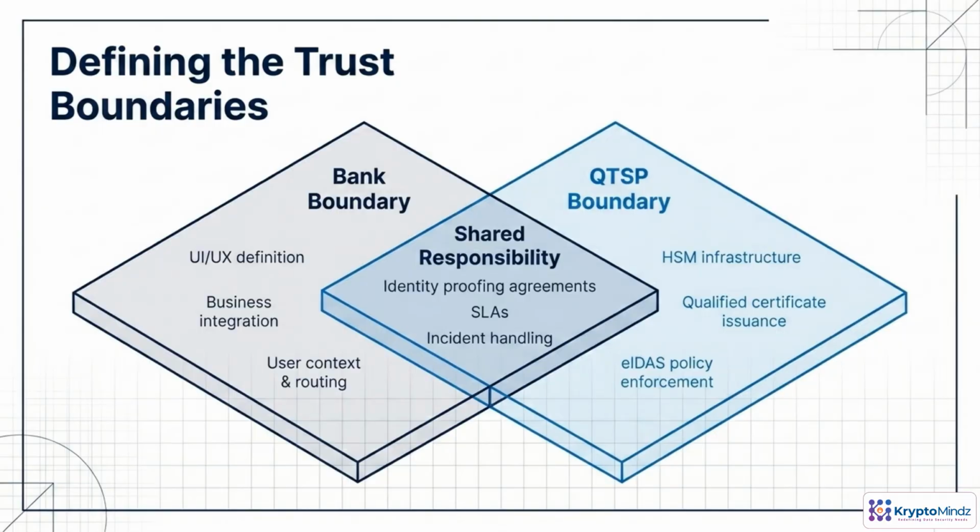In an eIDAS solution, a clean trust boundary between the bank and the qualified trust service provider is crucial. The bank owns the customer relationship, the interface, the routing of users, and how signing is embedded into business processes. The QTSP owns the cryptographic core, secure hardware, certificate issuance, and strict policy enforcement. Between them sits shared responsibility: identity proofing agreements, SLAs, and incident handling. Architecturally, all three areas need to be designed and documented very explicitly.